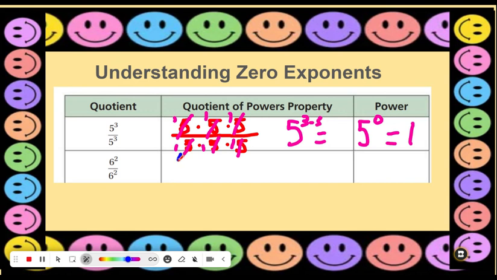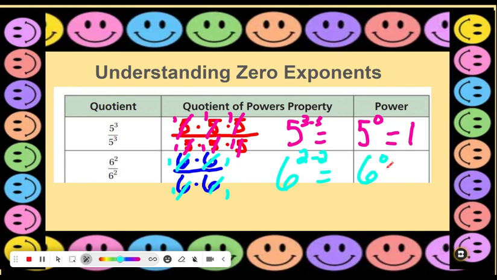Okay, so the same thing, 6 squared divided by 6 squared. 6 times 6 over 6 times 6. Okay, and then 6 divided by 6 is 1, twice. So you'd have 6 to the 2 minus 2, which equals 6 to the 0 power. And any non-zero number to the 0 power equals 1.